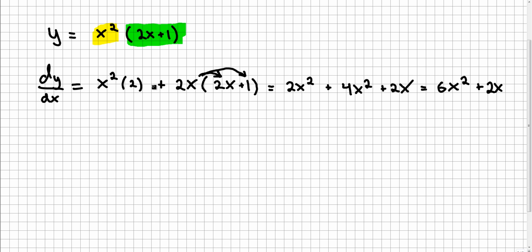This way of finding the derivative is called the product rule, because this function, the whole function y, is written like a product of two other functions. That's one way of looking at it. Let's do one more example.